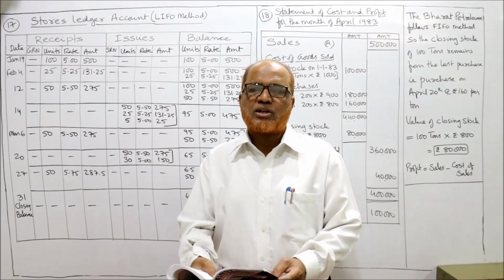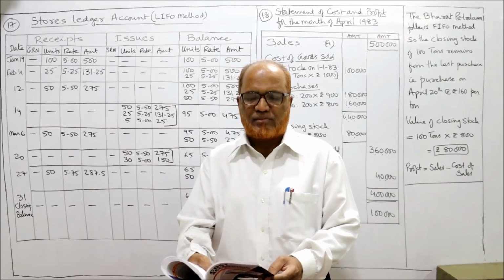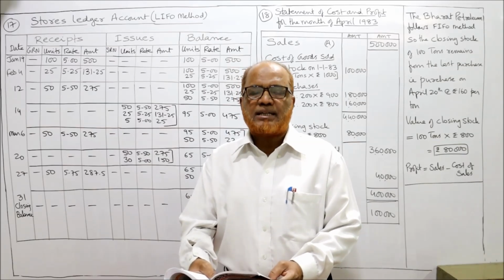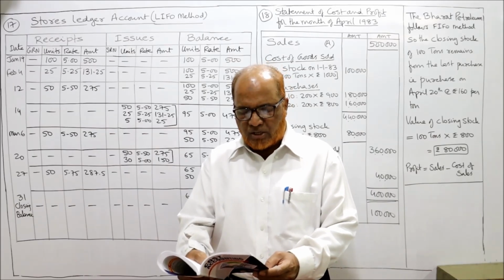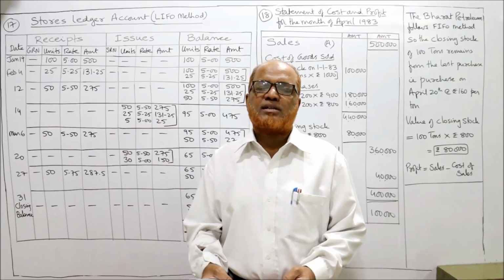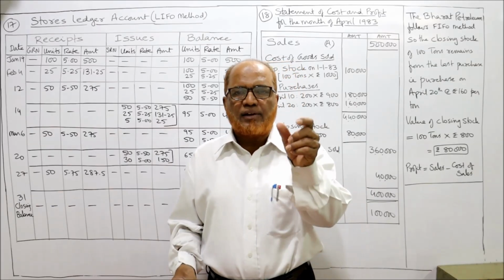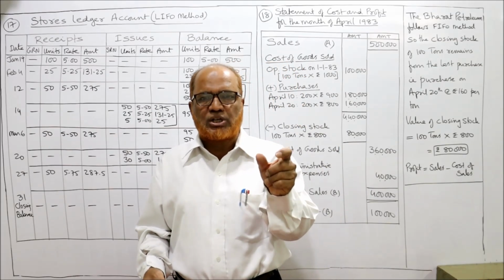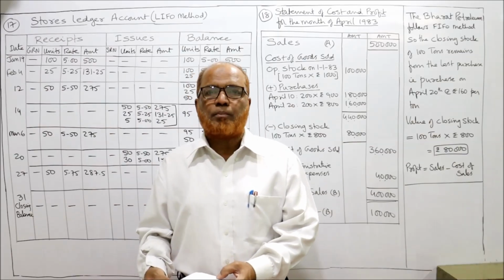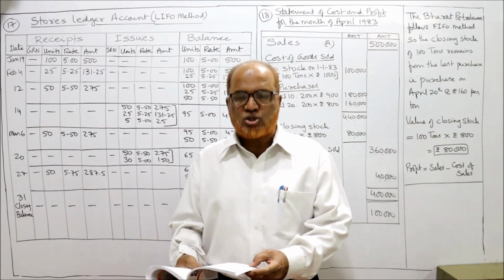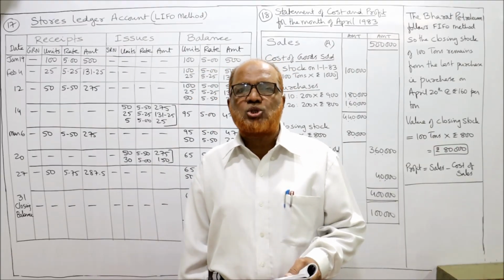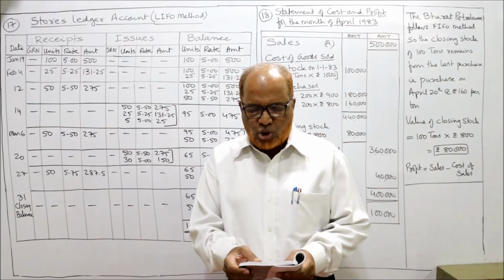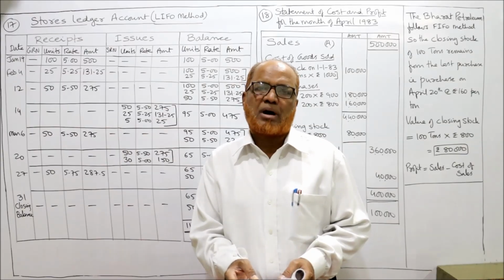March 6th, purchased 50 units at 5.50 each. March 20th, issued 800 units. March 27th, purchased 50 units at 5.75 each. These are the different purchases and issues given from January 19th to March 27th. Now prepare the stock account. Stock account means stores ledger account, showing the balance on 31st March.